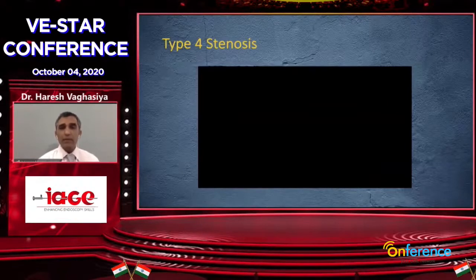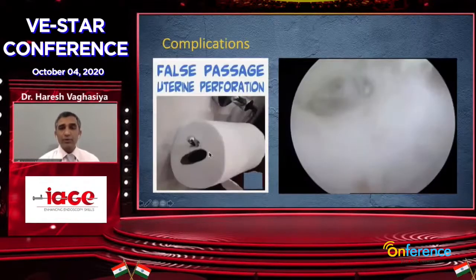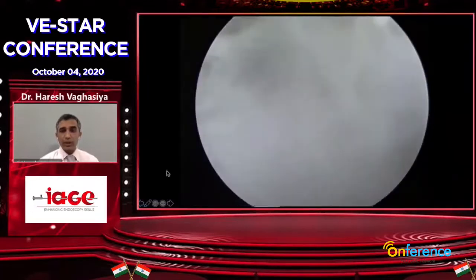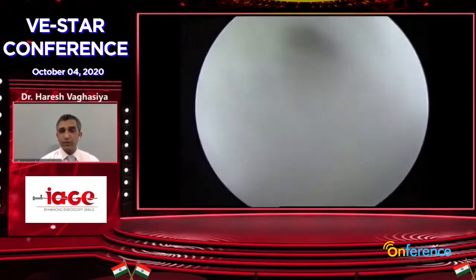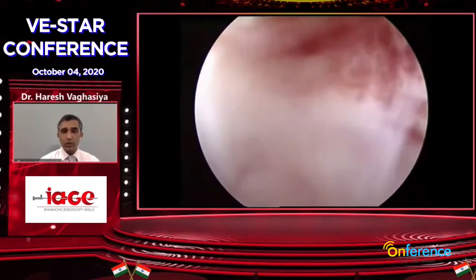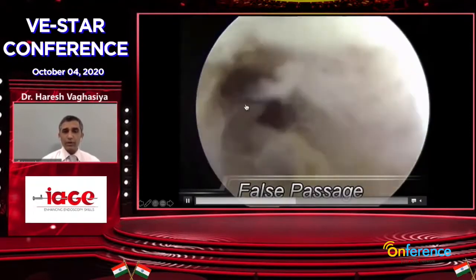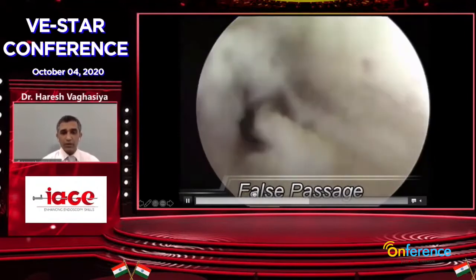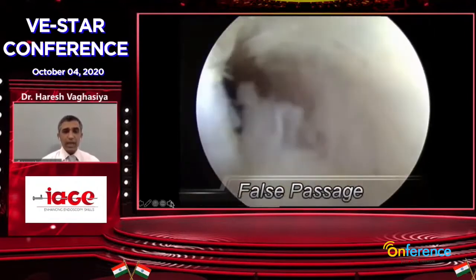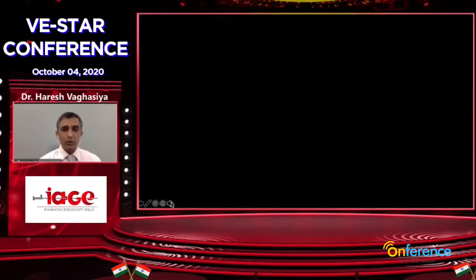What can happen if you don't pay attention to stenosis? You can have false passages or uterine perforations. And you can see that this operator is operating conventionally, of course. This you just cannot do in office because the patient will scream out with a loud cry. So the person has created a huge niche, and this is the actual path. So this can happen, and once a false passage, always a false passage.